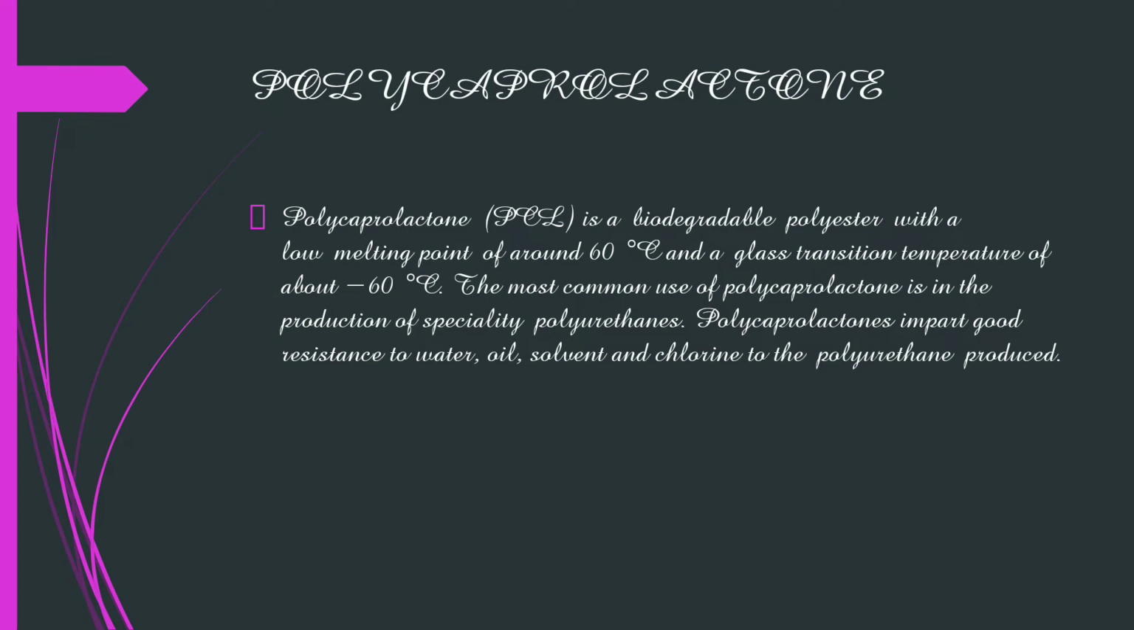Polycaprolactone. Polycaprolactone (PCL) is a biodegradable polyester with a low melting point of around 60 degrees Celsius and a glass transition temperature of about minus 60 degrees Celsius. The most common use of polycaprolactone is in the production of specialty polyurethanes. Polycaprolactones impart good resistance to water, oil, solvent, and chlorine to the polymer produced.